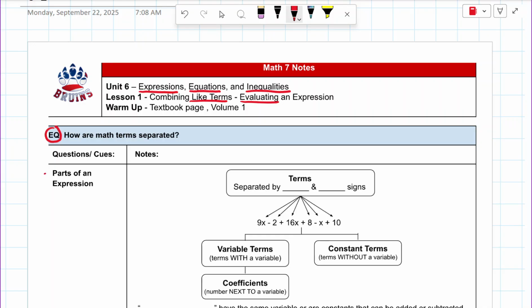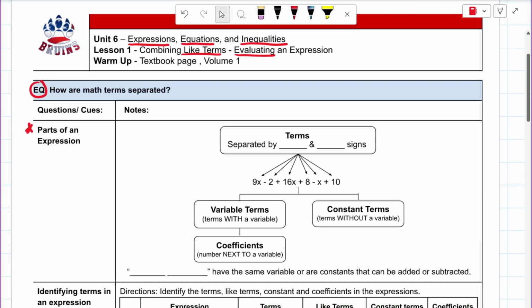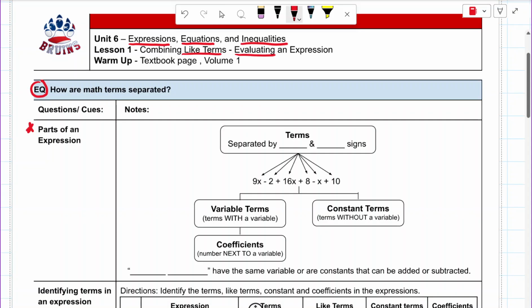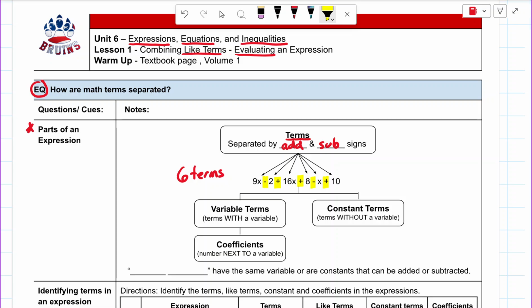So let's look at parts of an expression. In an expression, we have what's called terms. These terms are separated by addition signs and subtraction signs. You can see arrows pointing down to 6 terms. There are 6 terms here. They are being separated by adding and subtracting signs: subtraction, addition, addition, subtraction, and addition. So you can see those signs separate the terms.